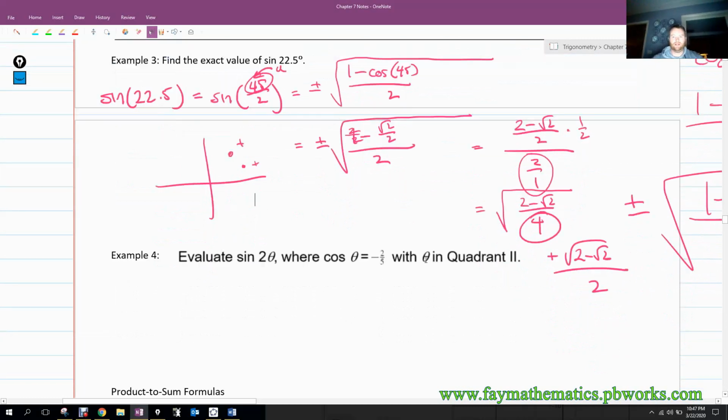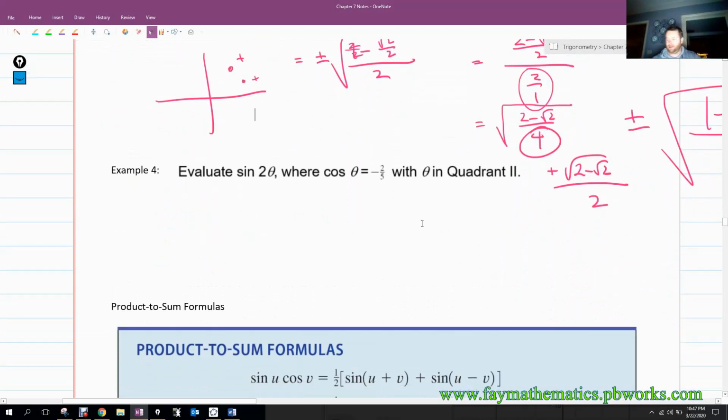Alright, going on to the next style of question. It says evaluate the sine of 2 theta where cosine theta is equal to negative 2/5, and theta is in quadrant 2. So let's just think about this real quick. If theta is in quadrant 2, which is 90 to 180, then 2 theta, multiply that by 2, multiply that by 2, is going to put me, that's going to go to 180, and this is going to go to 360.